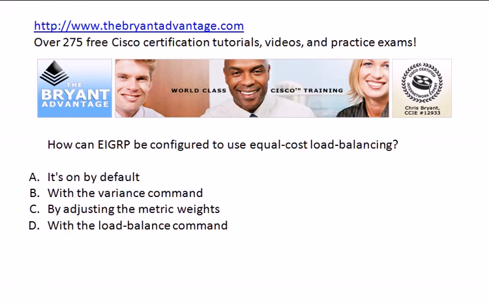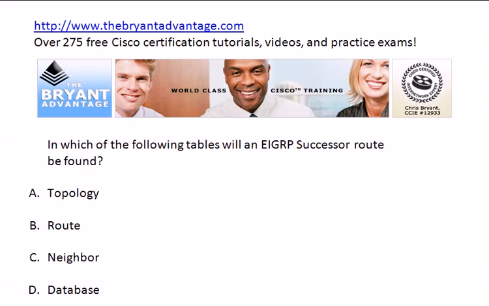Next question. How can EIGRP be configured to use equal cost load balancing? Is it on by default? Do you use the variance command? Do you set the metric weights or adjust them? Or use the load balance command? Let's move on to question 6.